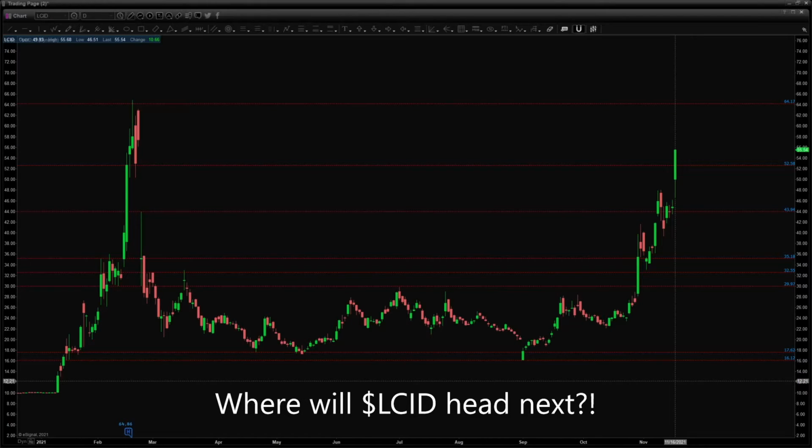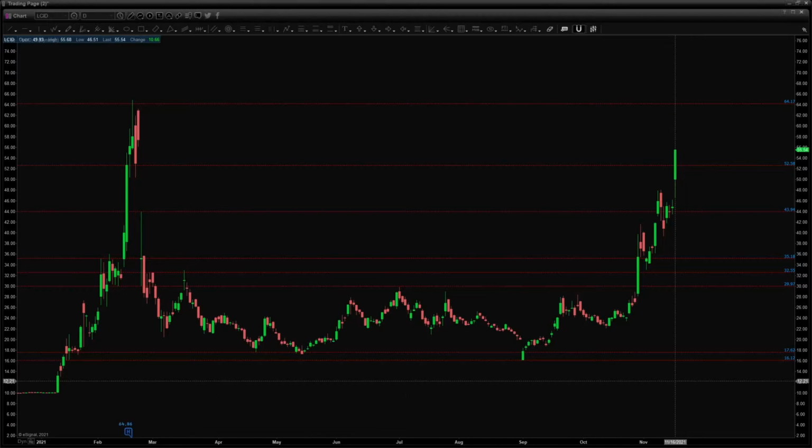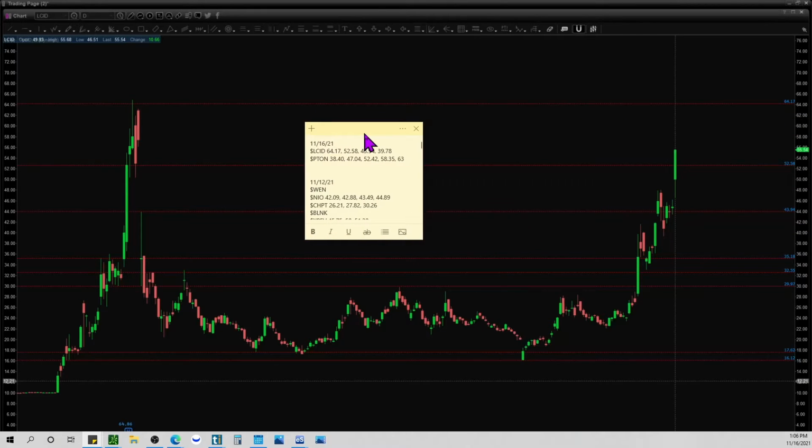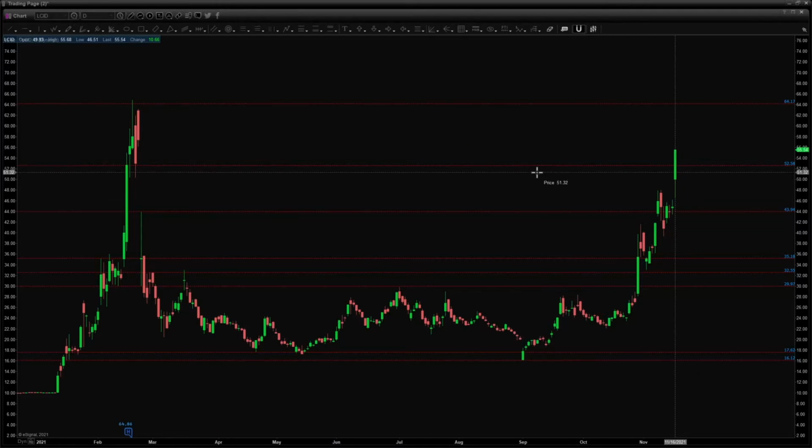Okay, so today I want to talk about where LCID might be headed next. I had some pivots posted today. If you want to see what they are, there they are. You can just draw those out on your daily chart. I have them mapped out right here. I posted those on my StockTwits this morning.